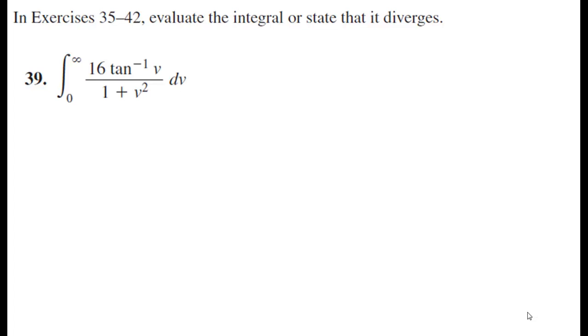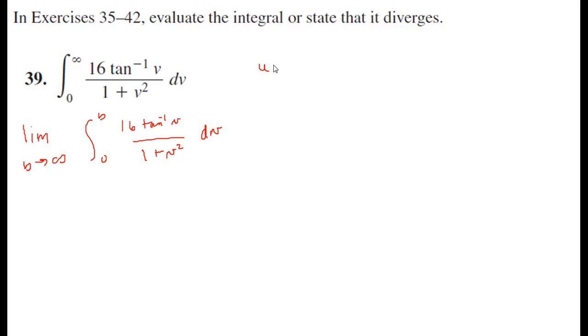This is problem number 39 from section 8.4. We're asked to evaluate this improper integral. Let's start by rewriting this. We're going to note that it goes to infinity. It's improper that way. But besides that, I don't see any values for v in this interval for which this integrand is not defined. So it's simply going to be the limit as b approaches infinity of the integral from 0 to b of 16 inverse tangent v over 1 plus v squared dv.